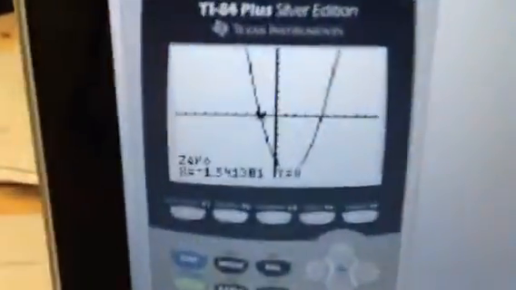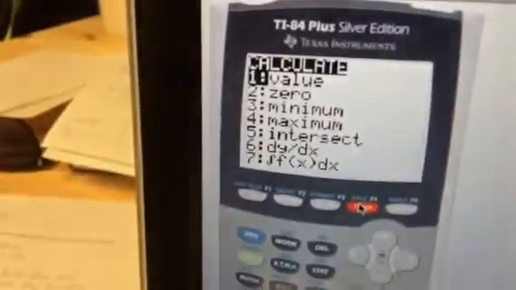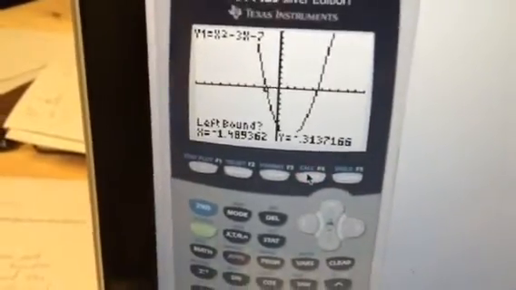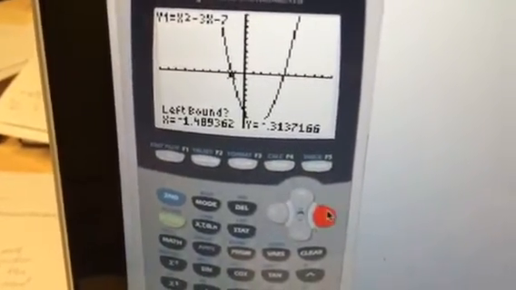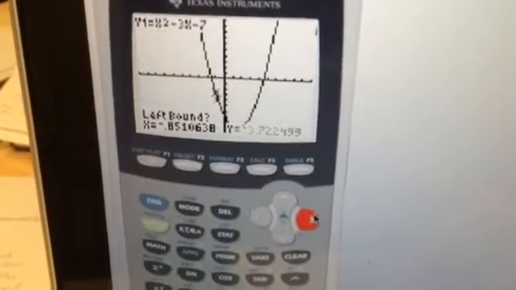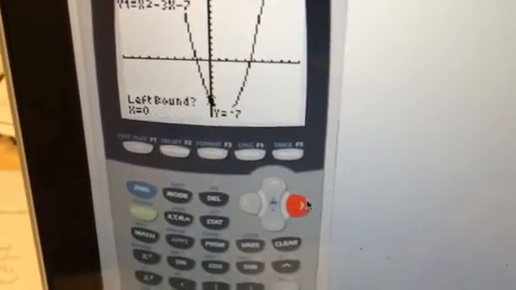And to find the other one, same thing. We're going to hit second calculate, and we get this menu. We select option 2, and we're going to go to the other side. So I'm going to trace over so I get closer.